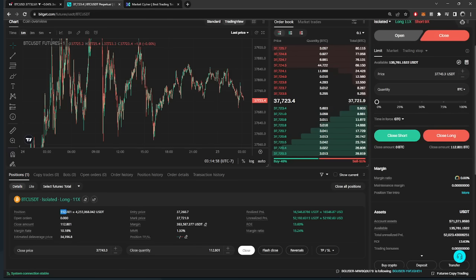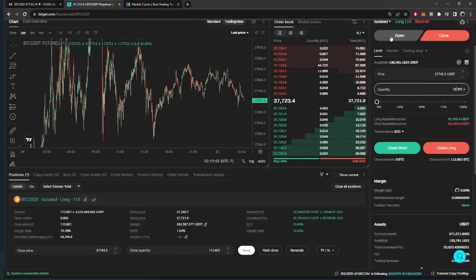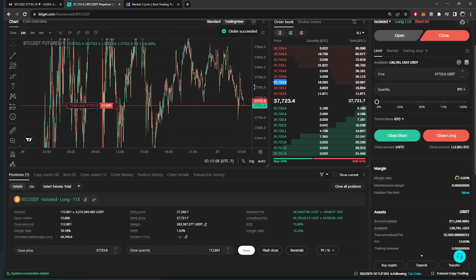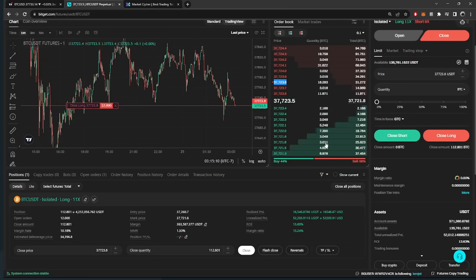Let's do another 12 Bitcoin right here. And let's put it at 23.8. All right, let's see her. Let's see if we can exit a little bit live. And we're dotted. Here's our exit right here.